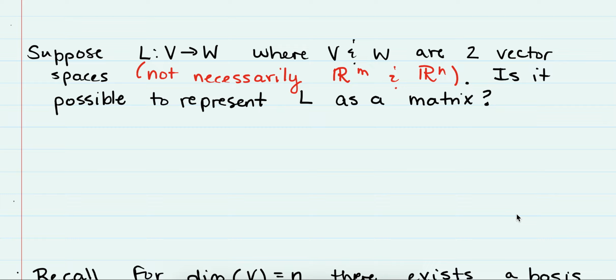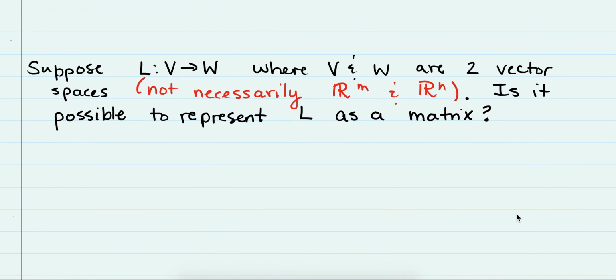Now, suppose that we have a vector space V and a vector space W, and these are not necessarily Rm and Rn. Is it possible to represent L as a matrix? What I'm asking you is, can we do something similar where we have a matrix times a vector? And the answer is yes.